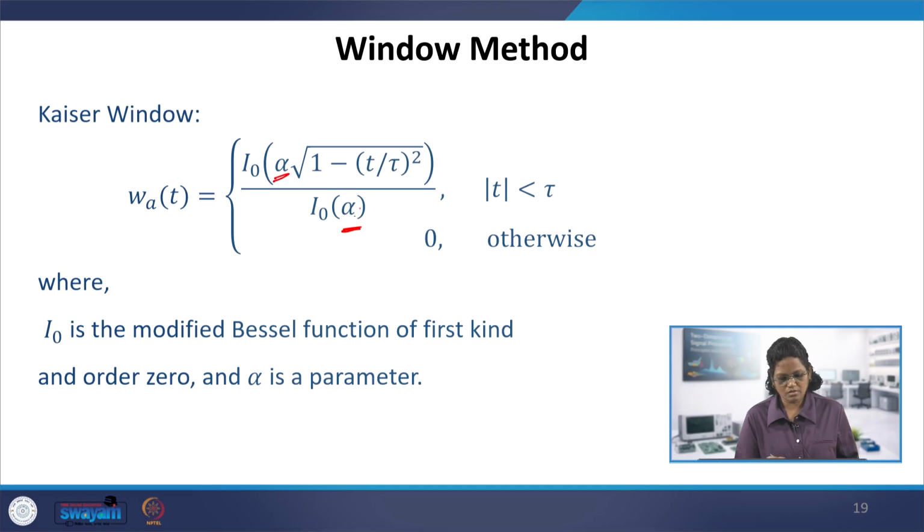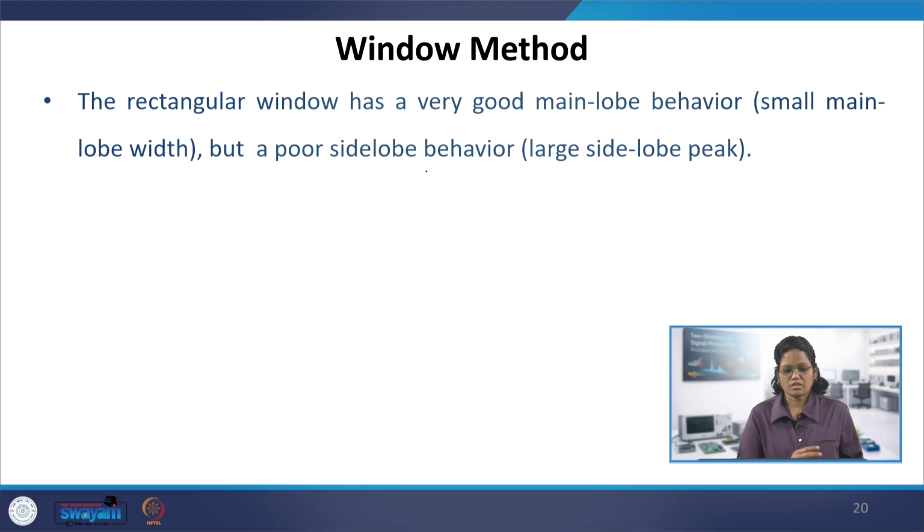We had seen this in the 1D commonly used windows also, the window function and the roll-off rate and other things. So those 1D analog windows are used in this design as well to get the 2D windows. So here W_A of t is defined for t less than tau, and it is 0 otherwise in all these cases. So that's just a representation of these different window functions.